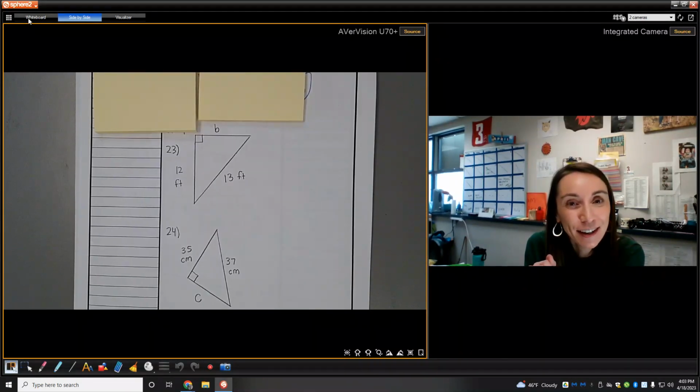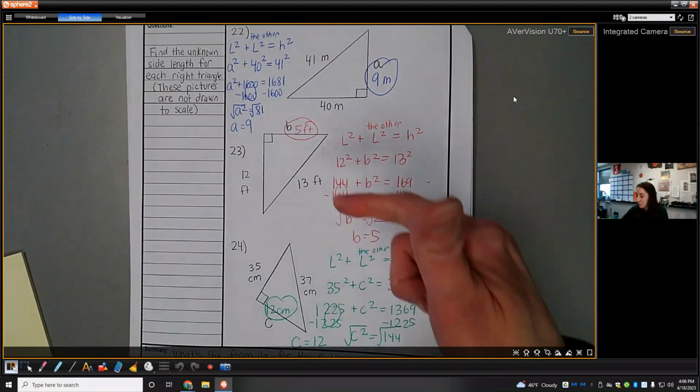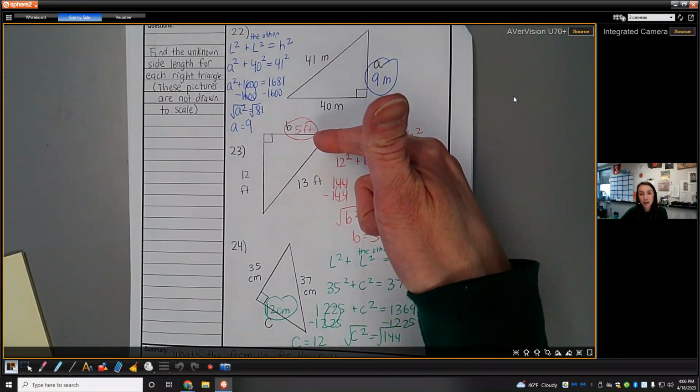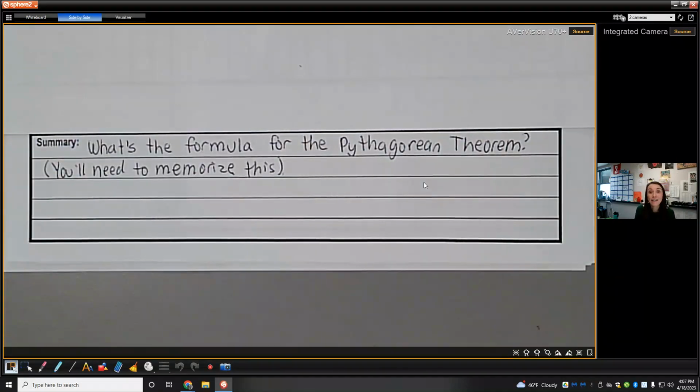Math Masters, go ahead right now and pause this video so you can try problems 23 and 24 on your own. All right, how'd you do? For this leg length of this right triangle, I got 5 feet. And for this leg length of this right triangle, I got 12 centimeters. All right, for the summary, I want you to write down the formula for the Pythagorean theorem from memory.